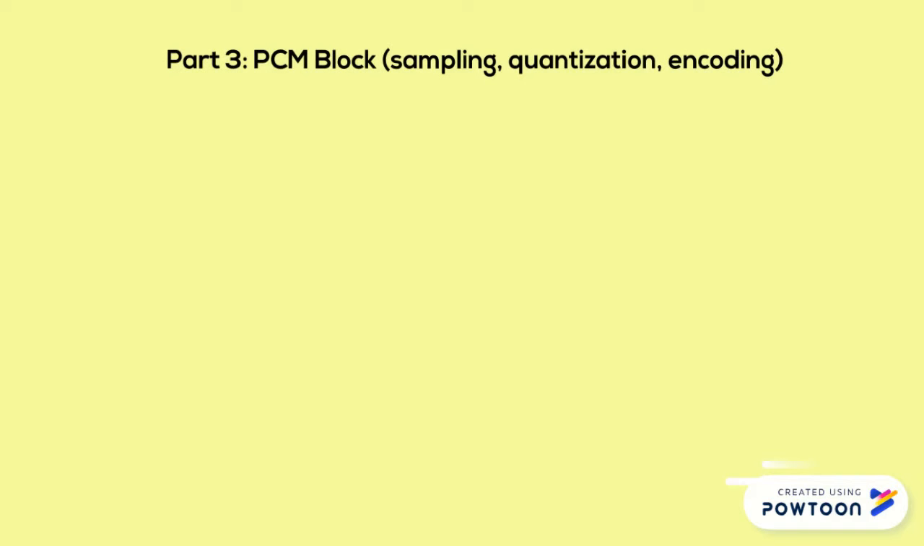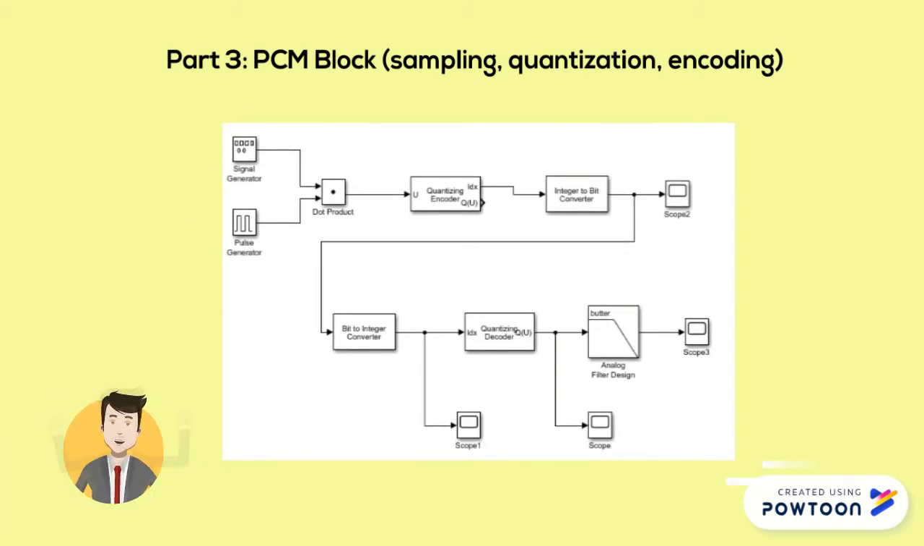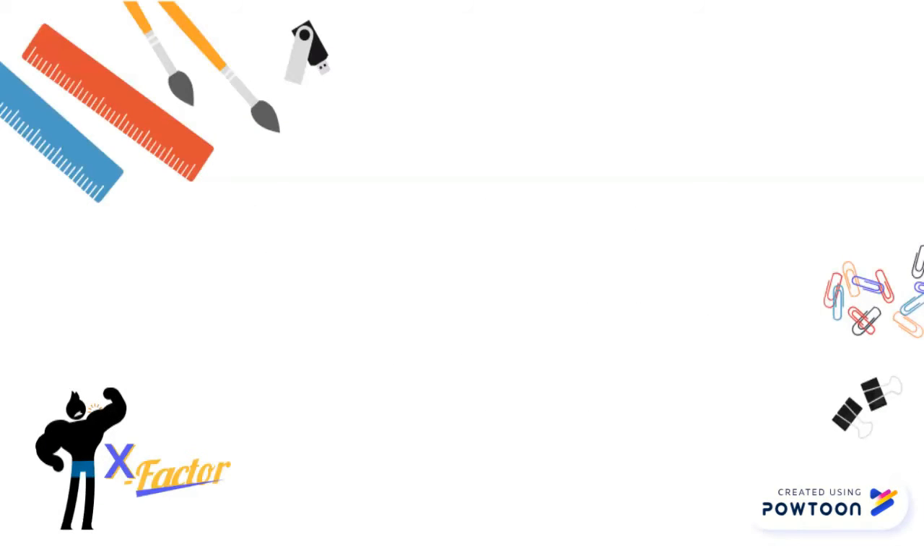Part 3 is the PCM block, with sampling, quantization, and encoding. This block diagram consists of a signal generator, pulse generator, dot product, quantizing encoder, integer to bit converter, bit to integer converter, quantizing decoder, analog filter design, and scopes.